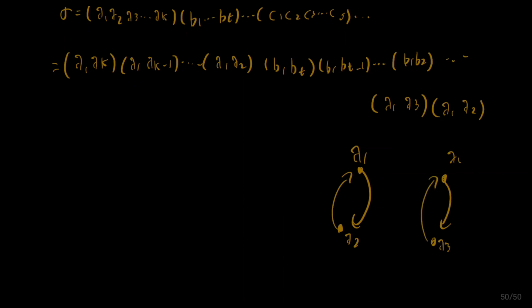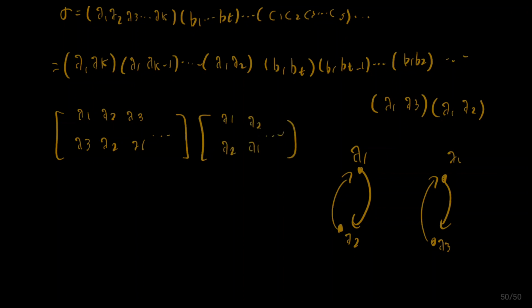But to see more clearly what is going on, let's write them in array notation like this. We're multiplying: A1 maps to A3, A2 back to A2, A3 to A1, and so on, by A1 gets mapped to A2, A2 back to A1, and so on. So A1 here gets mapped to A2, and A2 here gets mapped to A2. So in total A1 gets mapped to A2.